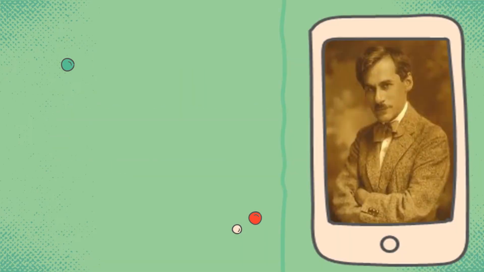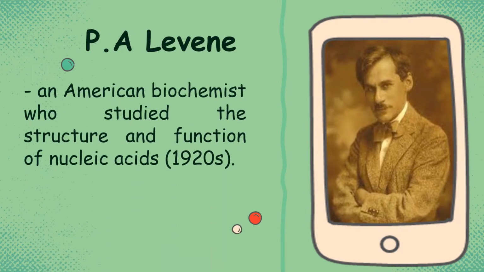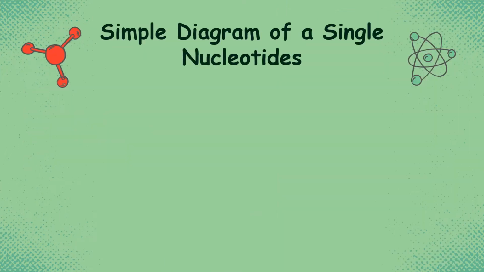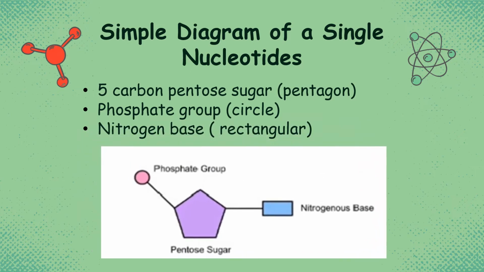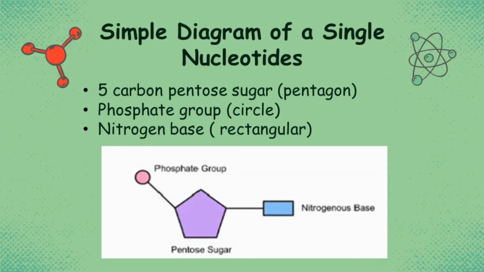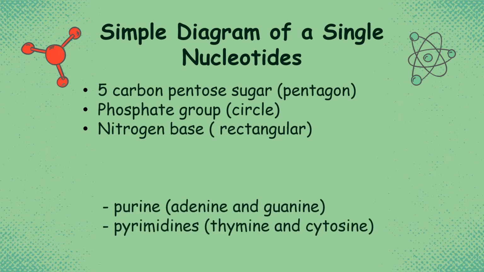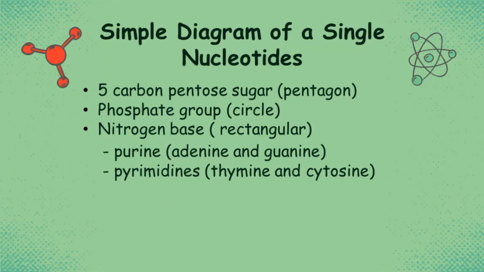In the 1920s, an American biochemist who studied the structure and functions of nucleic acid, P.A. Levene, found that a single nucleotide consists of three main components: the 5-carbon pentose sugar, the phosphate group, and the nitrogen base, which is classified as purine and pyrimidine.